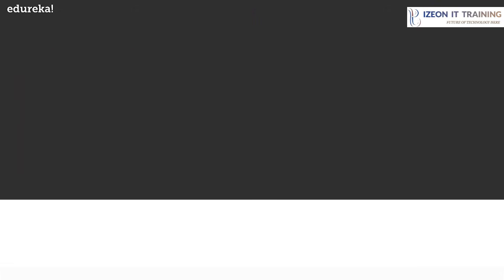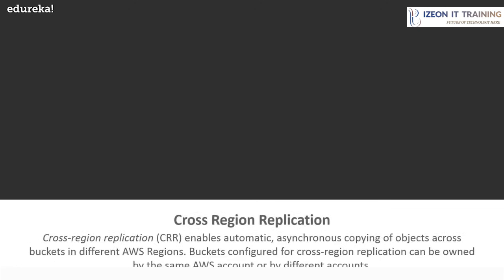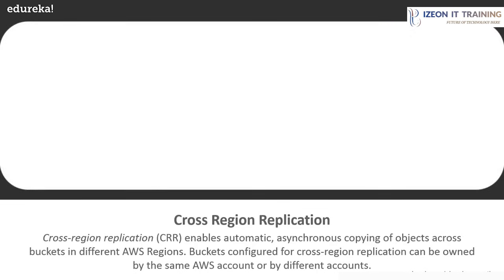So what is cross-region replication? Now, guys, we've discussed versioning. Let us talk about another important topic, that is cross-region replication. Now, when you talk about S3, basically what happens is you create a bucket in a region and you store data in that region. But what if I want to move my data from one bucket in one region to another bucket in another region? Can we do that? Yes, cross-region replication lets you do that.